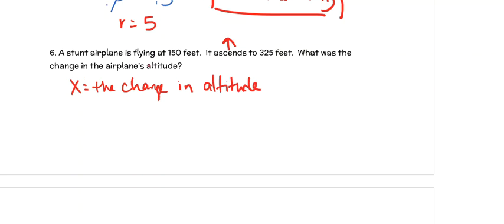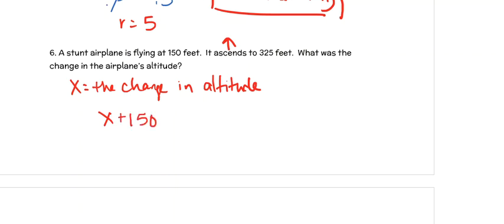So the stunt airplane is flying at 150 feet. So it's flying at 150 feet. It ascends 325 feet. So, honestly, this is not the best equation word problem. Oh, so there's a change. Airplane's at altitude. It ascends to 325 feet. So you have X, okay? It's currently flying at 150 feet.